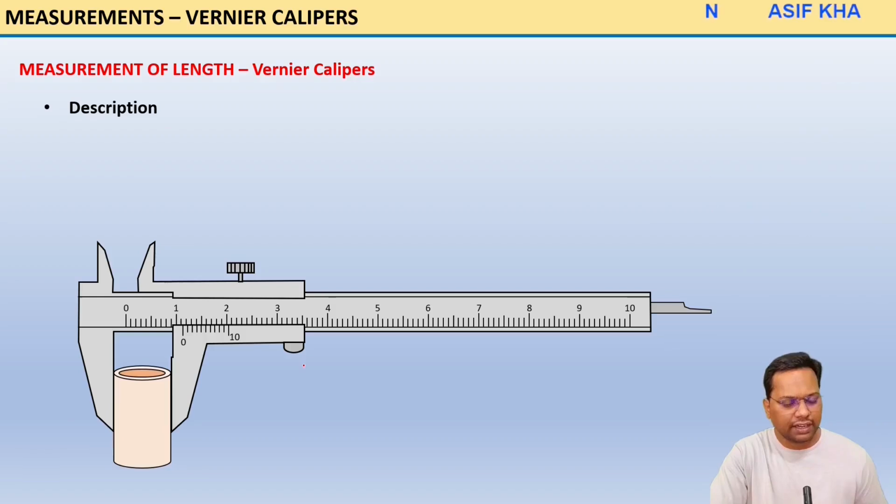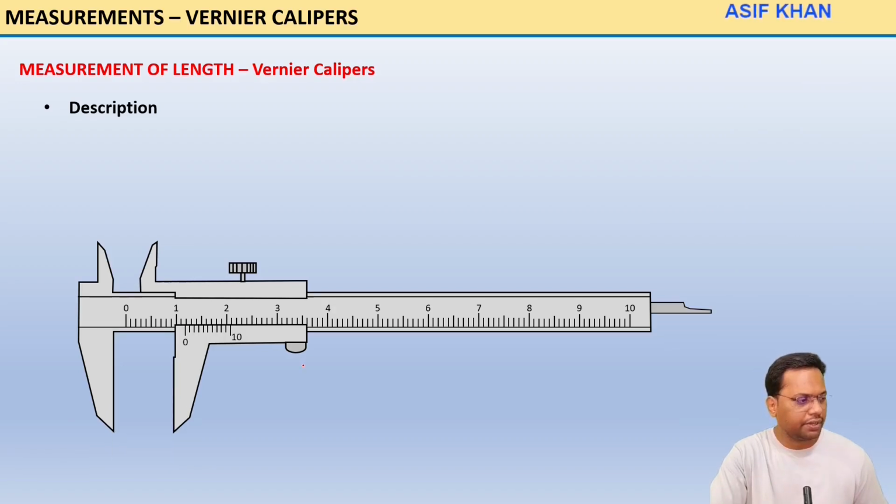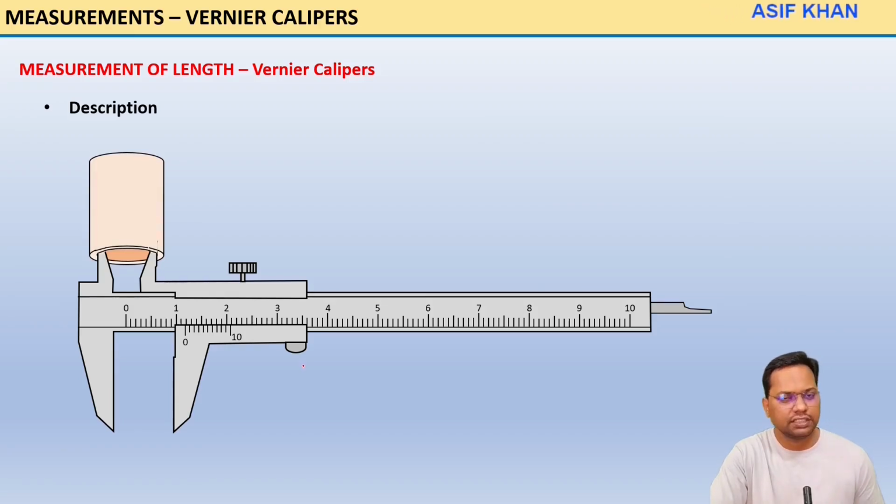Now to find the inner diameter, we need to reverse the cylinder and insert it in such a way that the two jaws, that is J3 and J4, the inner jaws, touch the inner circle exactly on the opposite sides. Okay, the reading on the Vernier calipers gives the diameter of the inner circle, or the inner diameter of the pipe.